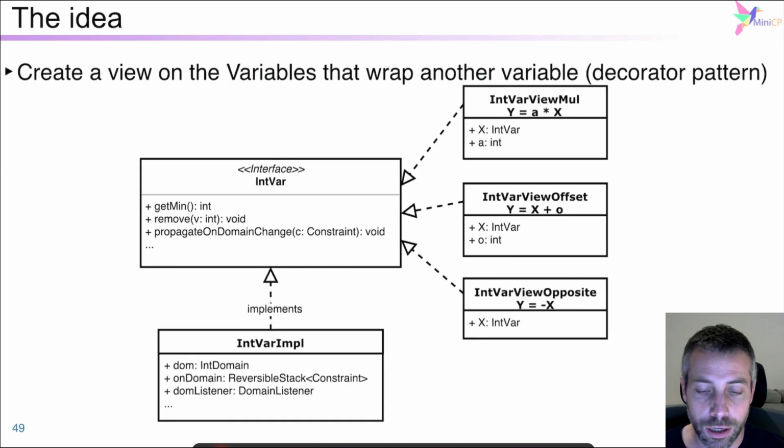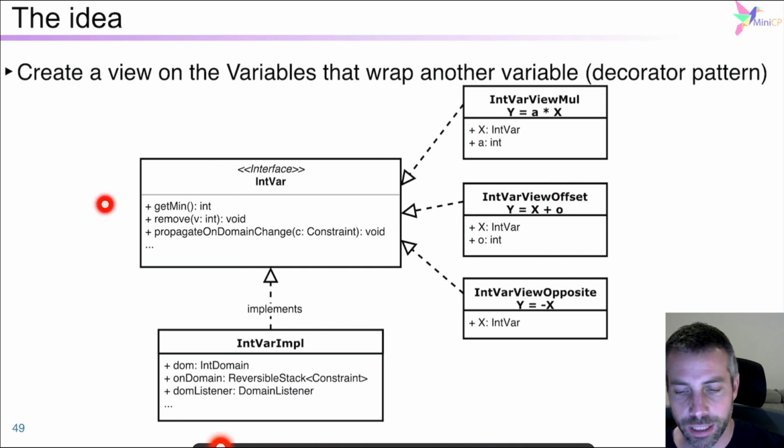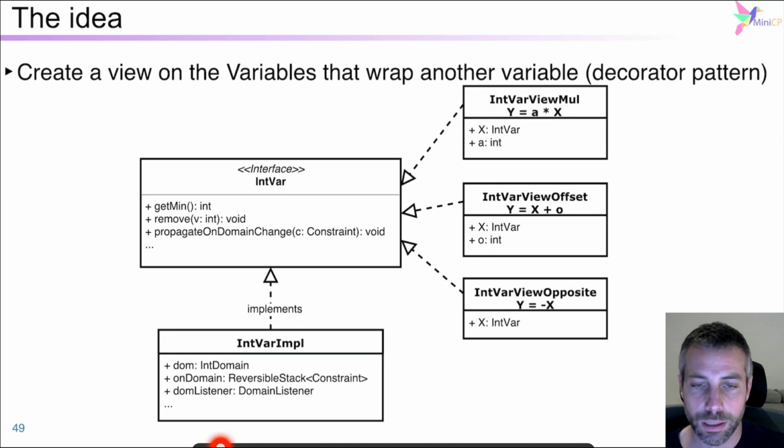The idea is to modify a little bit the architecture. So in the architecture, we have the int-var interface that you are familiar with, and of course the implementation of this interface, which is called the int-var implementation class. Now we will introduce 3 new implementations: one for the multiplicative view, one for the offset view, and one for the opposite view.